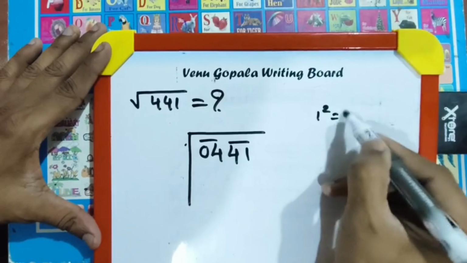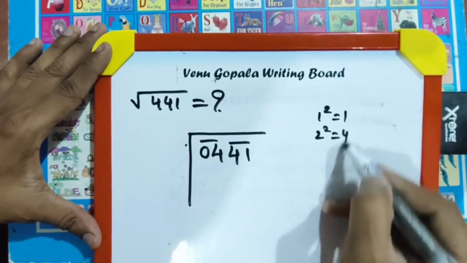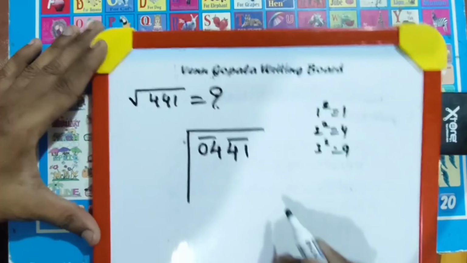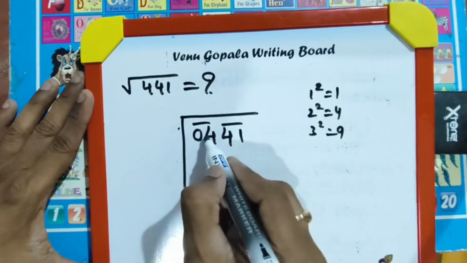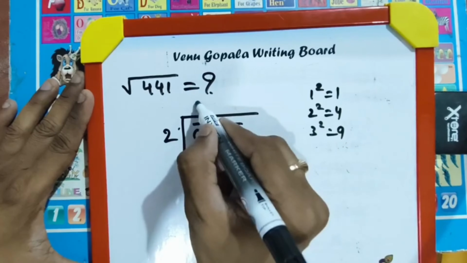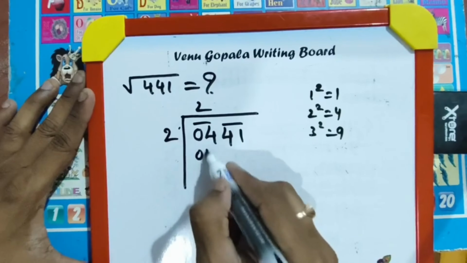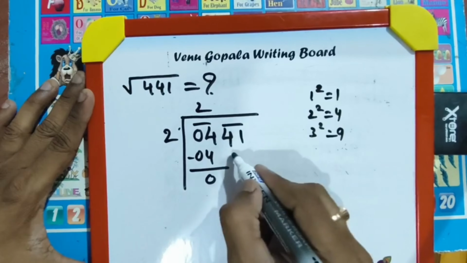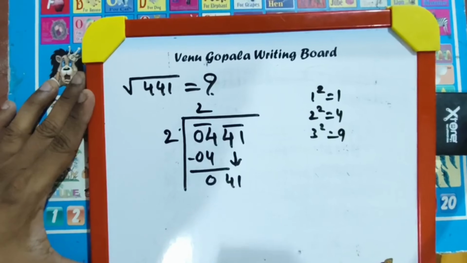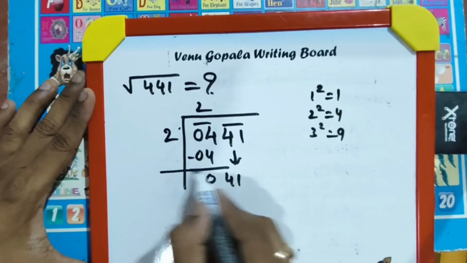Let us take 1 square is 1, 2 square is 4, 3 square is 9. See, this 4 is equal to 2 square. I always use the square numbers here to calculate. 2 twos are 4. You subtract like in the division method. 4 minus 4 is 0. And carry down the whole 2-digit number, that is 41. This is the way we have to solve the division method.